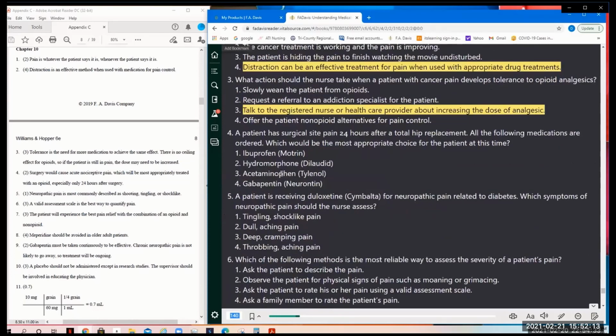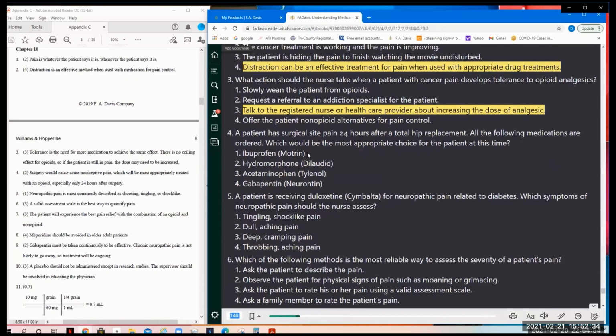Number four, a patient has surgical site pain 24 hours after a total hip replacement. All of the following medications are ordered. Which would be the most appropriate choice for the patient at this time?